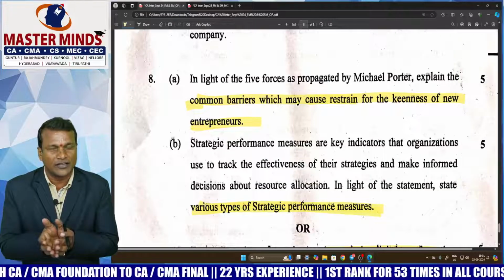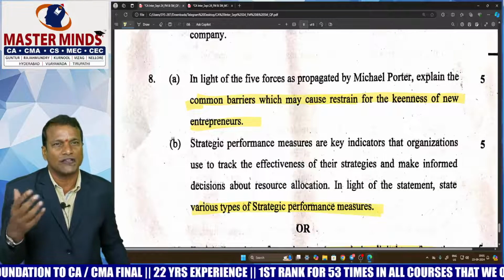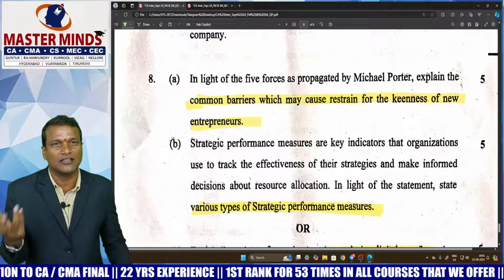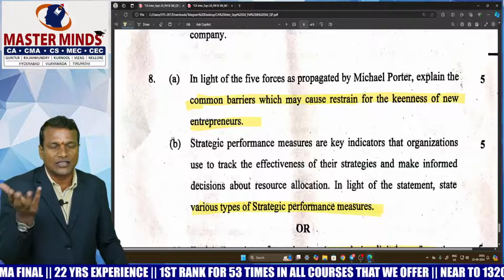Now he is using common barriers. How to block the new entrants? We have used very funny, intellectual acronyms in the class itself. You have to write those 5 to 7 methods.